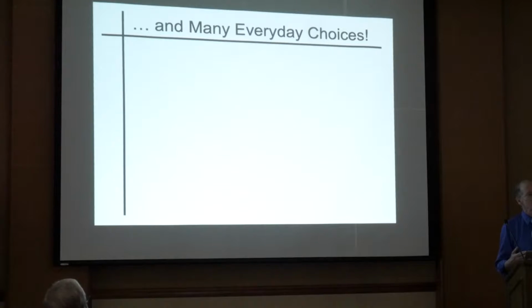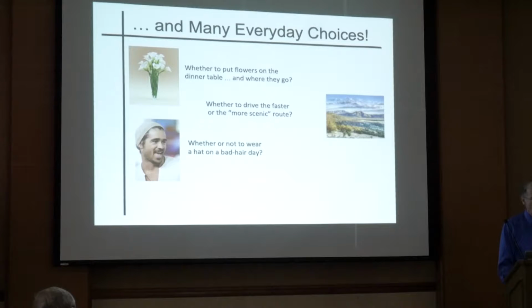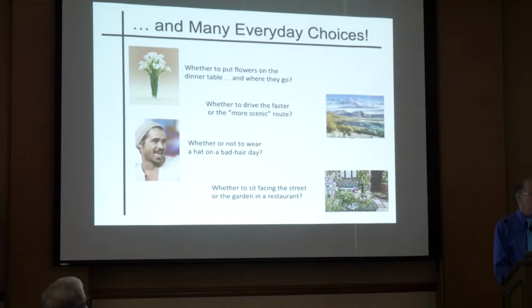Most of our aesthetic responses are pretty neutral. It's like this room, you know. You go into a Hyatt Regency and you, oh wow, it really hits you. But in everyday choices, like for example, whether you're going to put flowers on the dinner table and where you're going to put them, whether you want to drive to where you're going through the faster or the more scenic route, whether you want to wear a hat on a bad hair day, or whether, when you go to a restaurant, you're going to sit facing the street or facing the garden. Those are all aesthetic choices.